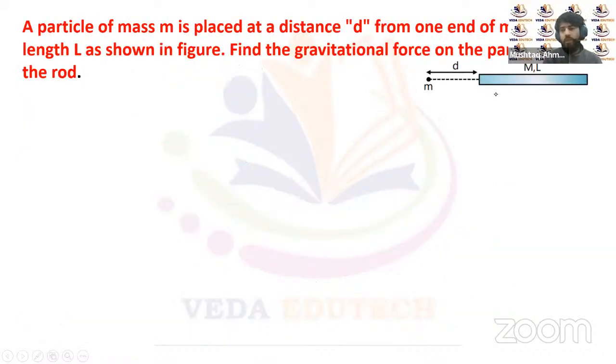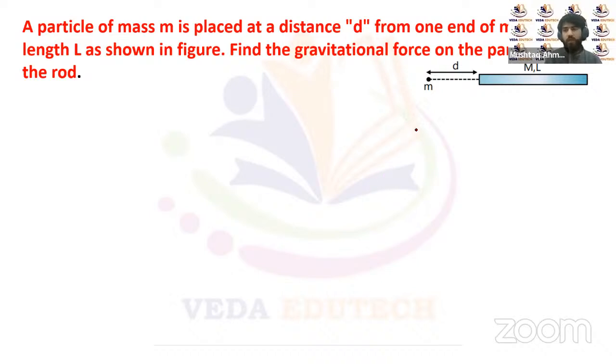Now let's try to calculate the force of gravitation because of a continuous mass distribution. Now we can find the force of gravitation because of the continuous mass distribution as well. You can see here, we have a particle of mass m placed at a distance of d from one end of a rod of mass M and length L as shown in the figure.